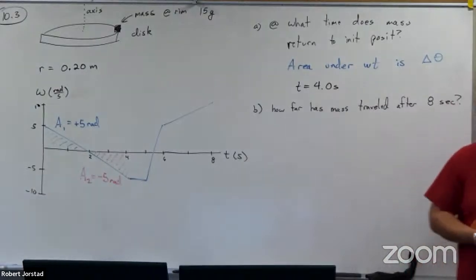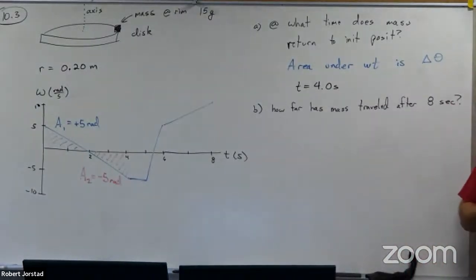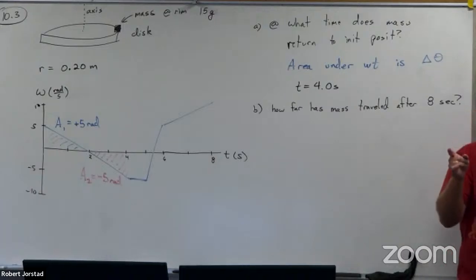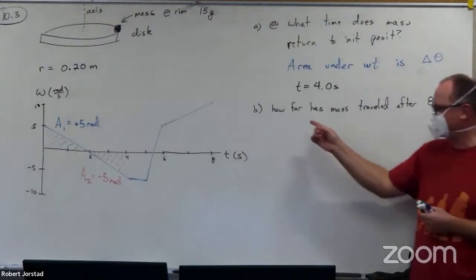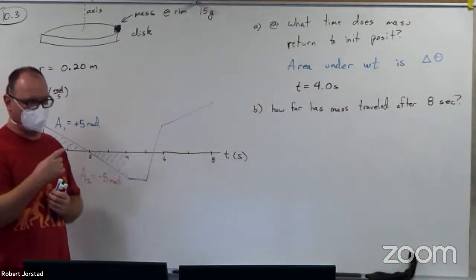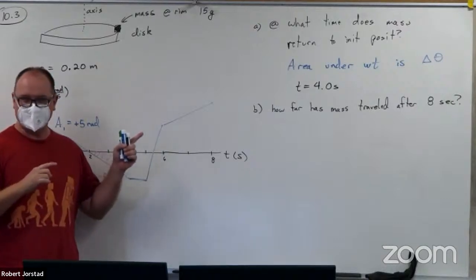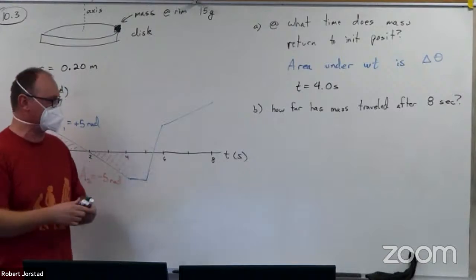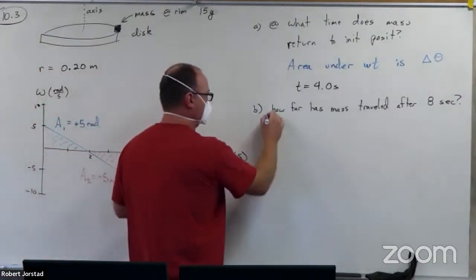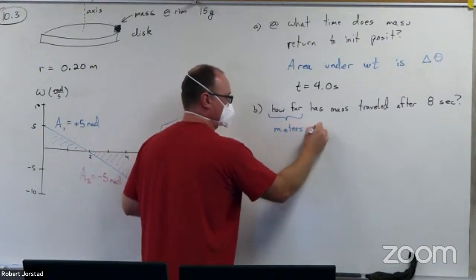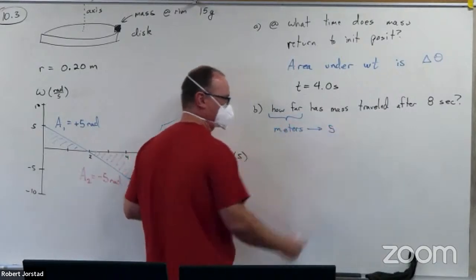What do you think I'm asking here? Arc length, I agree. The default assumption when you say how far is meters. But do you agree this question is probably vague? It's not clear whether I mean arc length or angular displacement. So the default would be how far. Usually we think meters, which makes me think S, arc length.